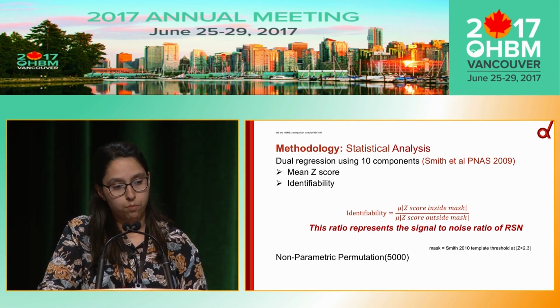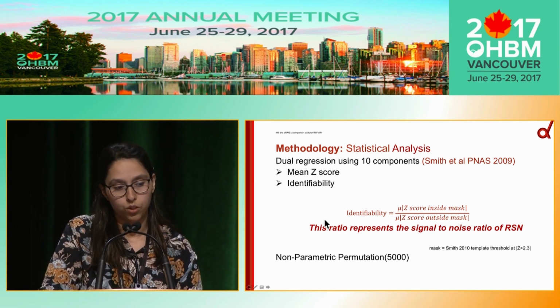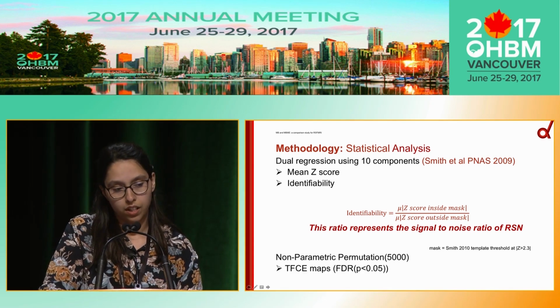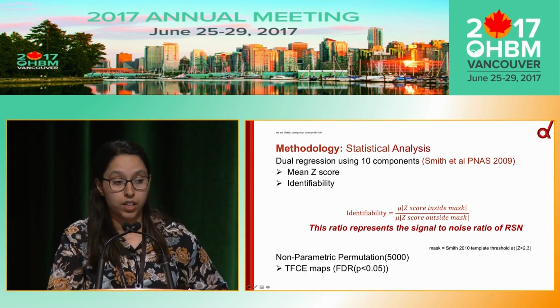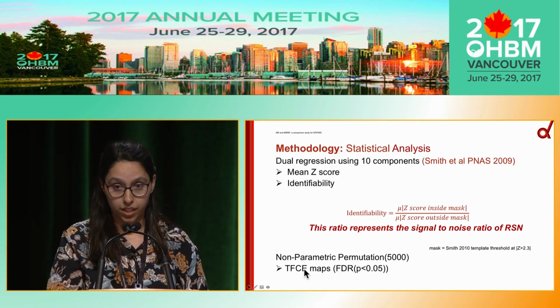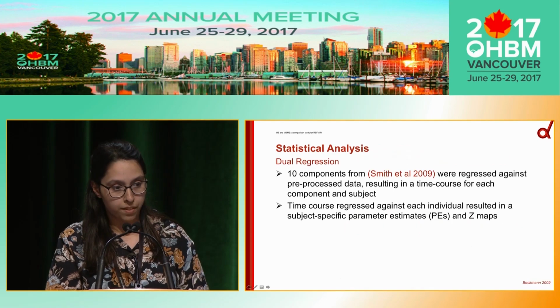We take these parameter estimate maps that you usually get from dual regression to do non-parametric permutation testing within FSL. FSL randomise gives you threshold-free cluster enhancement maps, and all of these maps are family-wise error corrected, so we further corrected for multiple hypothesis testing.